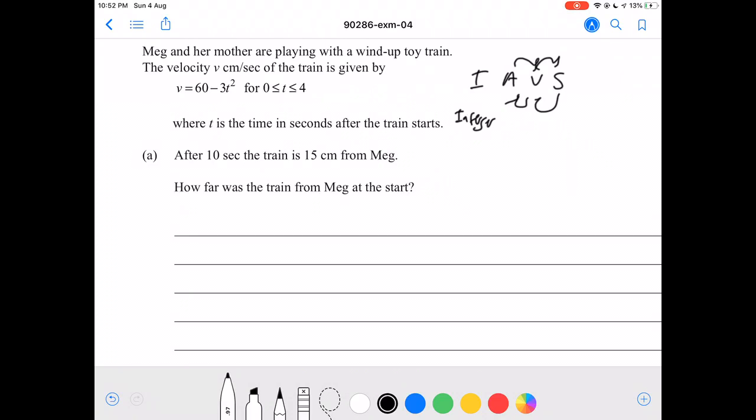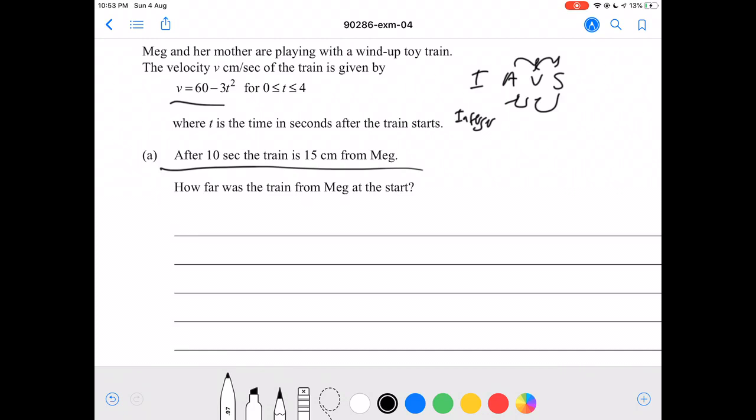Alright, so that's basically the main strategy you need to use in kinematics, and all the other skills you should already have, so differentiation and integration. For example, this question right here: they're playing with a wind-up toy. The velocity can be modeled by this equation, where t is the time in seconds. After 10 seconds, the train is 15 centimeters away from Meg.